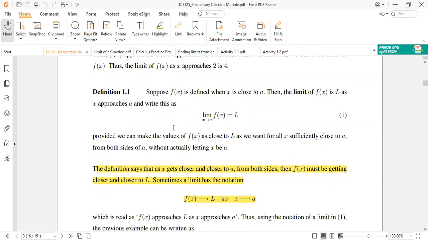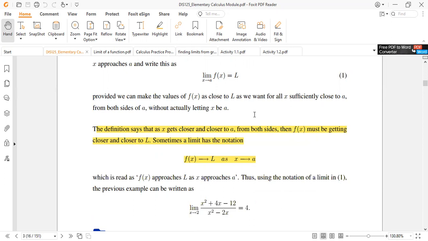So a limit can be defined as follows. Suppose f of x is defined when x is close to a, then the limit of f of x is L as x approaches a. So we write it like this. This is the notation for a limit. This is only possible provided that we make f of x as close to L as we want for all x sufficiently close to a, that is, from both sides, from the right and from the left. If we're approaching that value, then this is what our limit is.